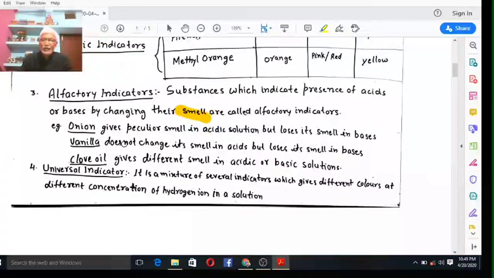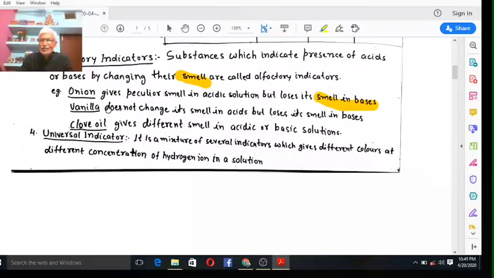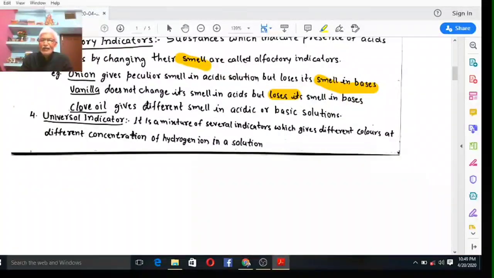Onion gives a peculiar smell in acid solution, but it loses its smell in bases. Vanilla does not change its smell in acids, but loses its smell in bases. Clove oil gives different smells in acidic or basic solutions. These are the olfactory indicators.